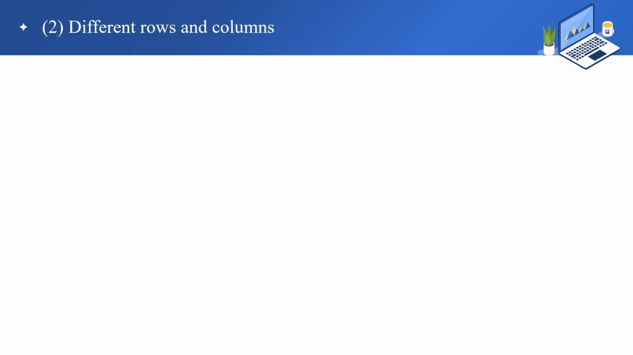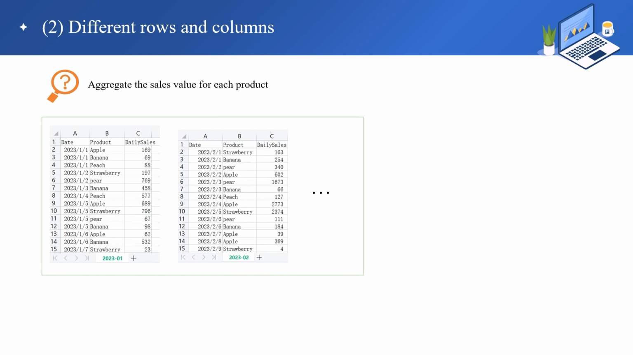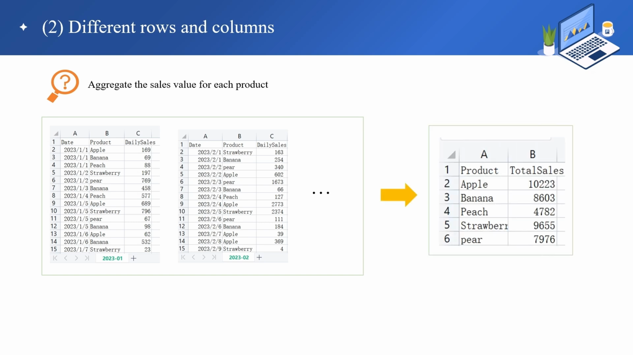2. Different rows and columns. If the values and order of the rows to be aggregated are not the same, they cannot be added directly. For example, there are two tables, which respectively store the monthly sales data of some products in 2023. Now we need to aggregate the sales value of each product, and the result is shown in the figure on the right. Since the data of the product column of the two tables are different, they cannot be added directly.